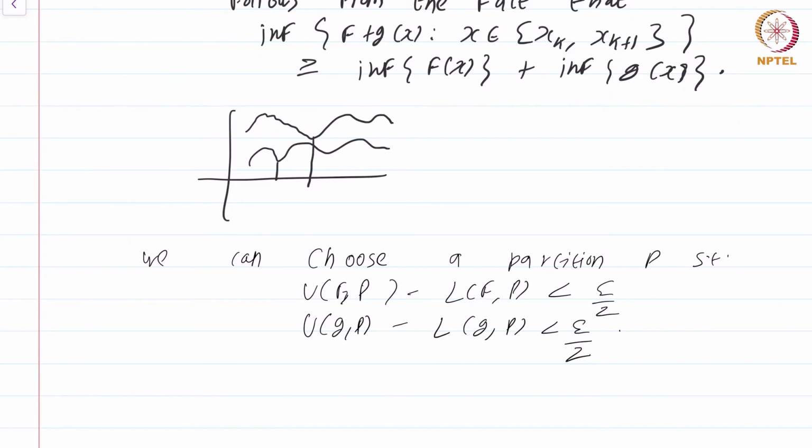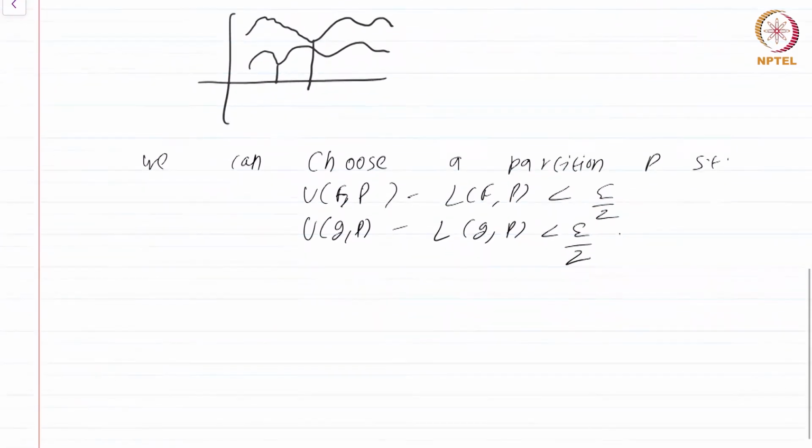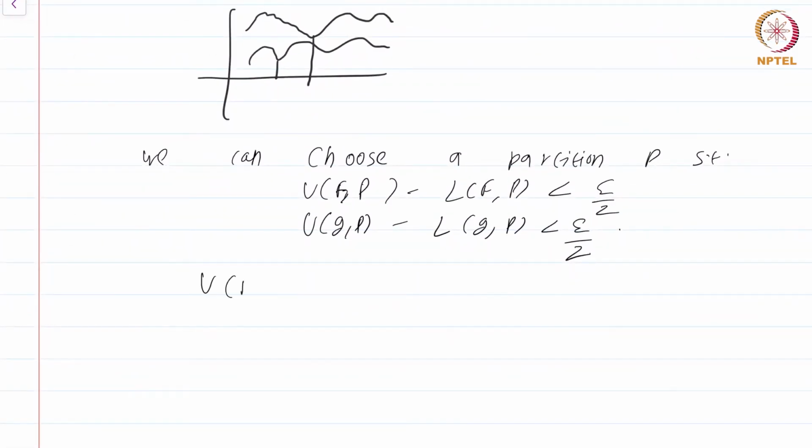Okay, so we can choose a partition such that U(f,P) minus L(f,P) is less than epsilon by 2 and U(g,P) minus L(g,P) is also less than epsilon by 2. What this gives is U(f,P) plus U(g,P) minus L(f,P) minus L(g,P) is less than epsilon.